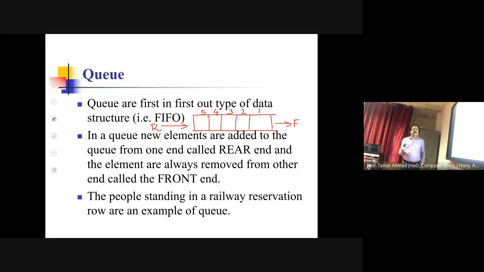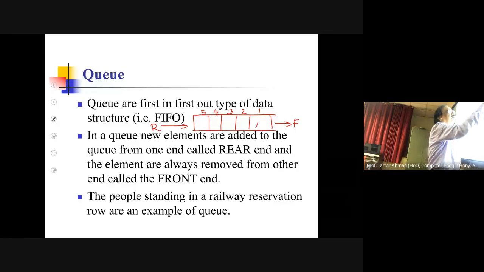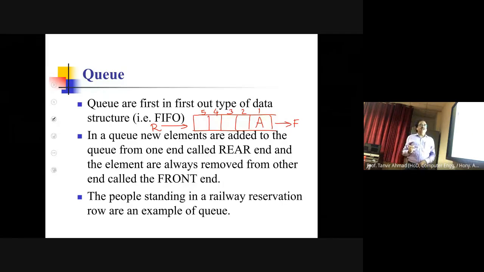Entering in the rear of the queue, an element will always occupy the first position. That means the first element I enter, let's take an example, I enter A. Now when I enter A, the rear will point to 1 and the front will also point to 1.